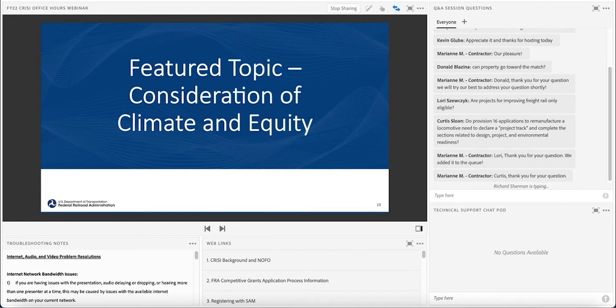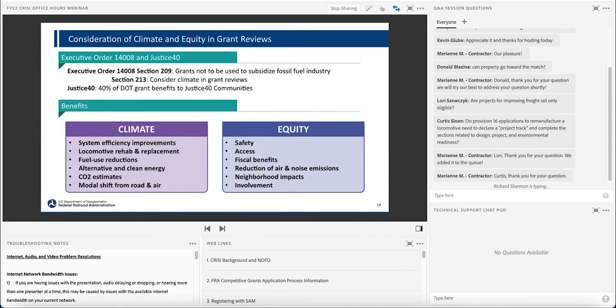We have to consider climate and equity, as per a couple of executive orders and initiatives within the department. And I want to explain what this really means in terms of you filling out your grant application and what kind of information you'd want to put into that. So why are we doing this?